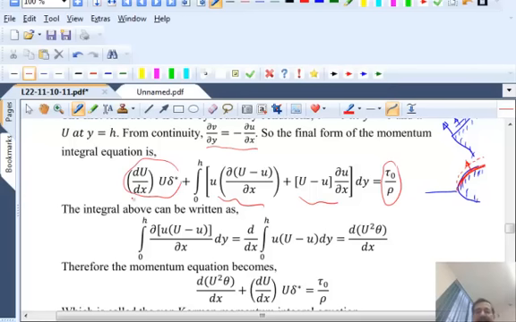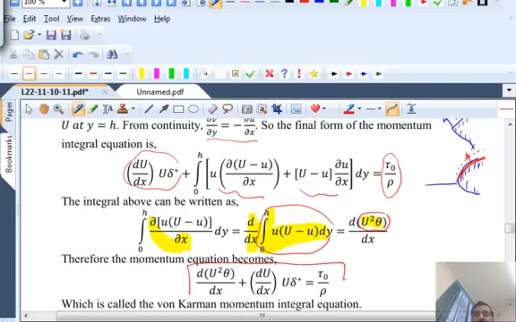The next thing I've done is, because I'm integrating with respect to y, I'm switching the order of differentiation and integration and realizing that everything changes only in the x direction. So I have replaced the partial derivative by the total derivative, because that expression is not a function of y. So I can take that out, and when I do this, the interpretation for this is a momentum deficit, U squared theta. This entire integral is nothing but U squared theta. So all I have is d/dx of U squared theta. And this is called the von Karman integral equation.